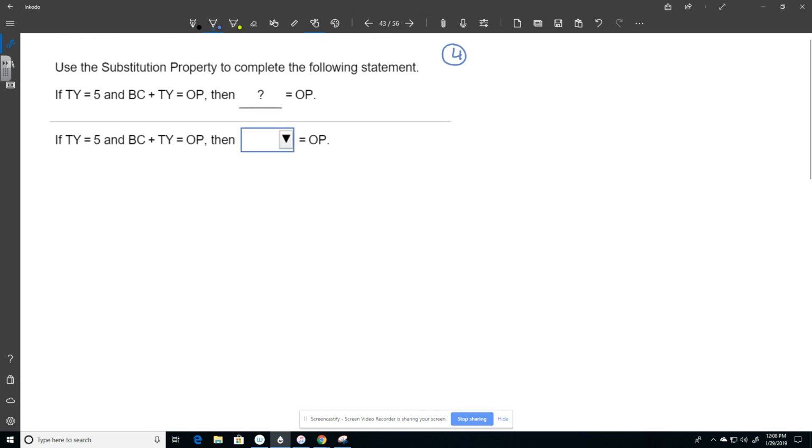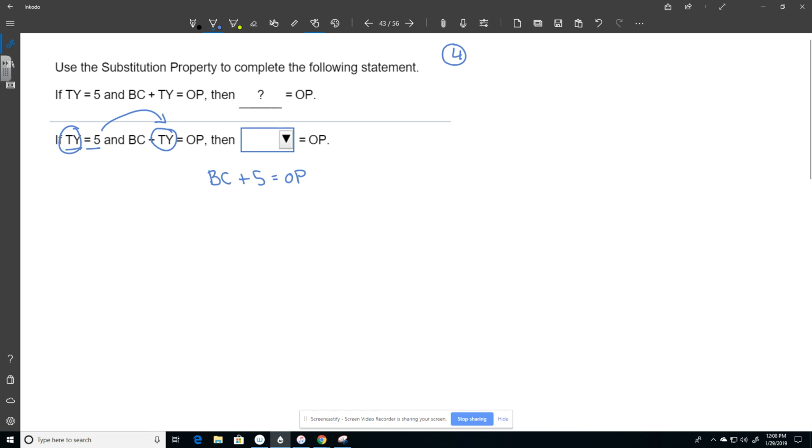All right, number 4, use the substitution property to complete the statement. So it tells us that ty is equal to 5. And then it says that BC plus ty is equal to OP. And it wants us to fill in the blank. So what else is equal to OP? Well, if I know that ty equals 5, instead of this ty, I'm going to plug the 5 in right there. So I'm going to plug it in and get BC plus 5 is equal to OP.